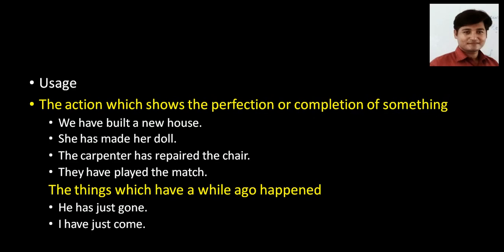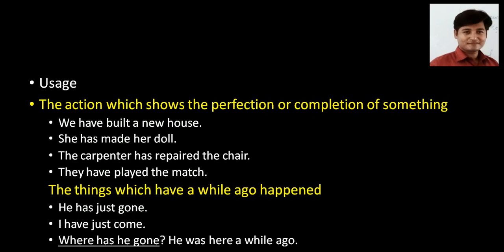A few minutes before. A few minutes ago I came. One minute ago, two minutes ago, three minutes ago. So we have just come. A while ago, a very little time ago. Next example: where has he gone? He was here a while ago. In this example, the person who is asking the question saw him just a few minutes ago. But just after two minutes he came and saw that the person was not there. So he has asked, where has he gone? It means he is talking about something that happened a while ago.